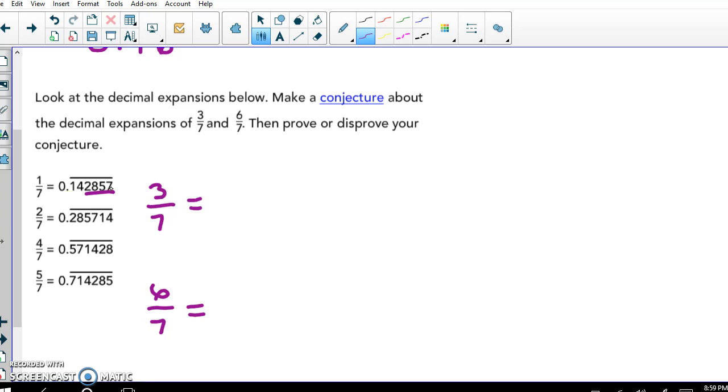So you may have noticed these digits here are the beginning of our digits here. And you may have noticed that these digits here we also recognize from up here. And as we look at the decimal digits of 5/7, we see those exact same digits here in 4/7. So using that information, take a second to jot down what you would conjecture or guess would be the decimal expansion for 3/7.